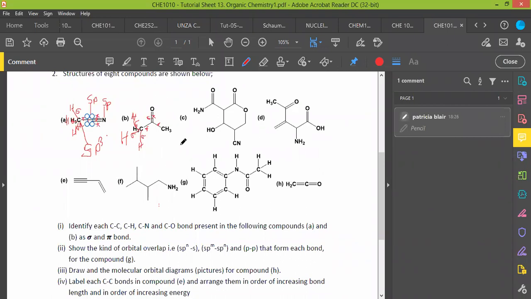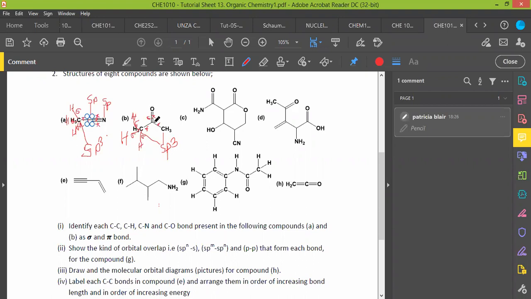Again, you can identify the type of hybrids that are there. This has how many? 1, 1, 2, 3. So it is like this one. So this carbon, as well as that carbon there, are sp3 hybridized. Why sp3 hybridized? Each one of these has 4 sigma bonds. And for there to be 4 sigma bonds, the carbon can only be sp3 hybridized.